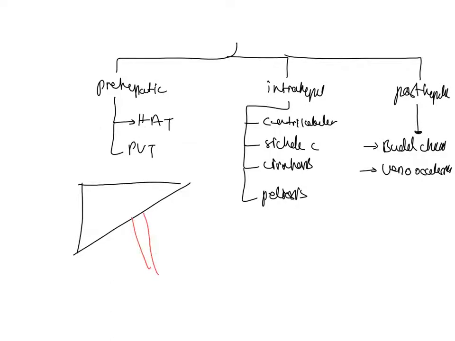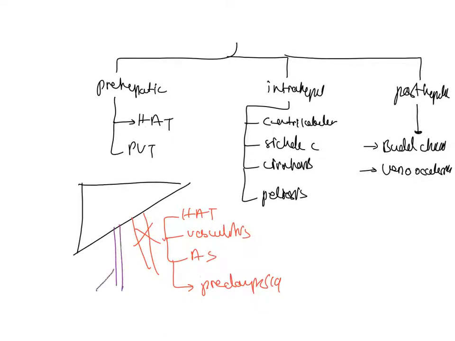We have a hepatic arterial thrombosis, or vasculitis, for instance, atherosclerosis, preeclampsia as well. And the second prehepatic obstruction would be portal vein thrombosis, or anything that blocks the portal vein. I would like to divide portal vein thrombosis into two different types. We have acute and we have chronic. I will explain that later.